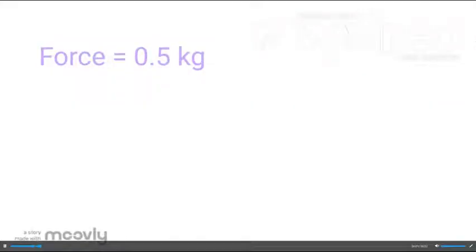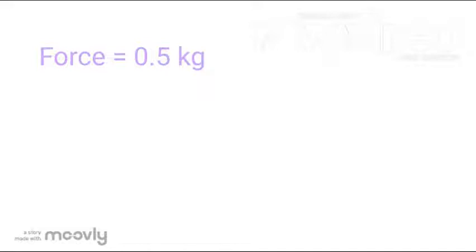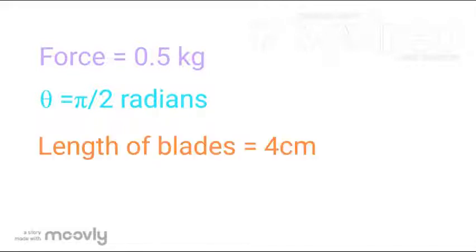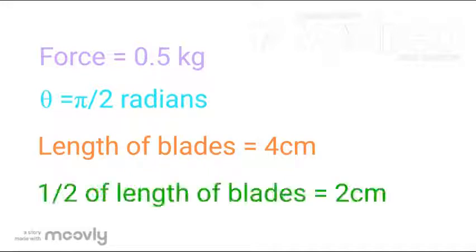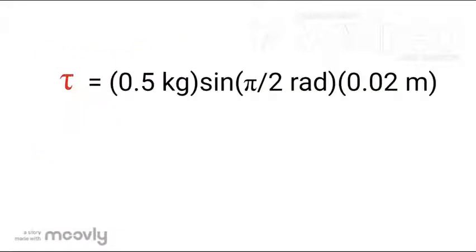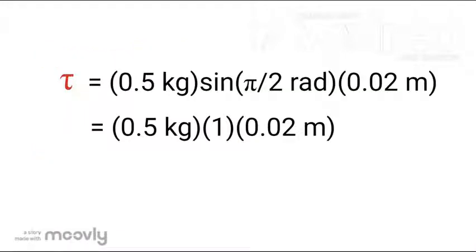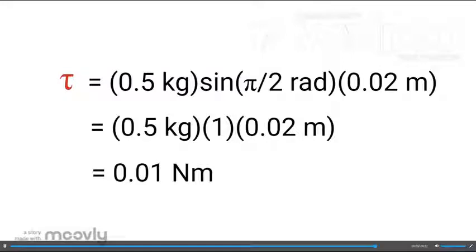Now, if we wanted to calculate the torque, we use 0.5 kilograms as our force. The force is applied perpendicularly, making theta equal pi over 2 radians. We noticed earlier that our length from the axes is half the length of the blades, which happens to be 4 centimeters, so our S comes out to 2 centimeters. We convert this into meters for the actual equation. Now, substituting in the values, we notice the sine of pi over 2 comes out to 1. Doing the rest of the math, we find the torque to be 0.01 Newton meters.